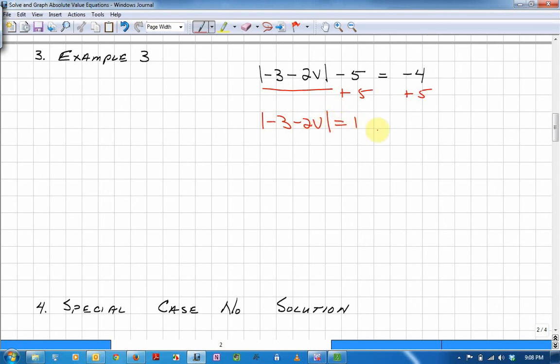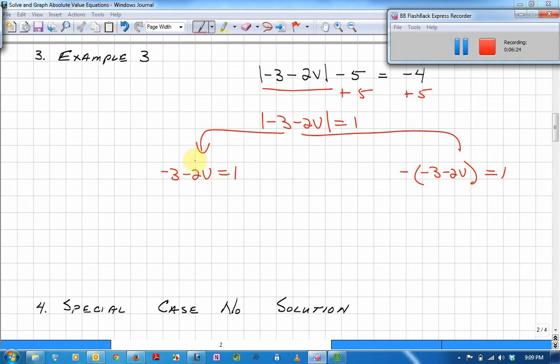Okay, so now I'm going to try to figure out what the two solutions for the absolute value are. So one of the solutions is just going to be whatever is in there is positive. I'll have negative 3 minus 2v is equal to 1. And for the other piece, I will have the negative of negative 3 minus 2v is also equal to 1.